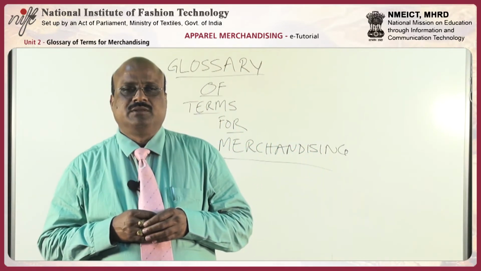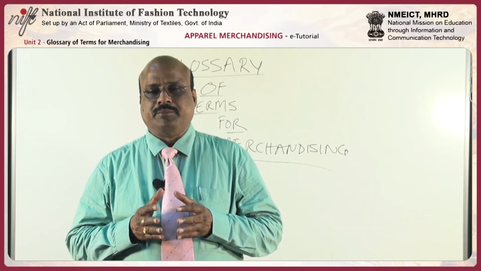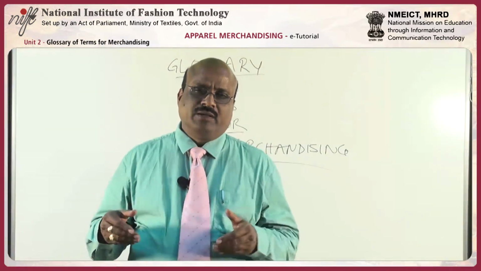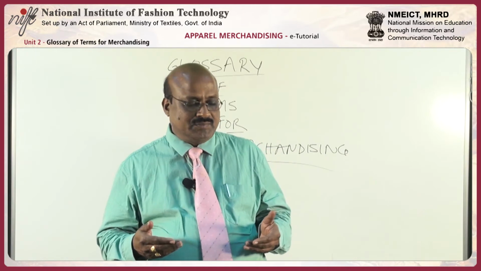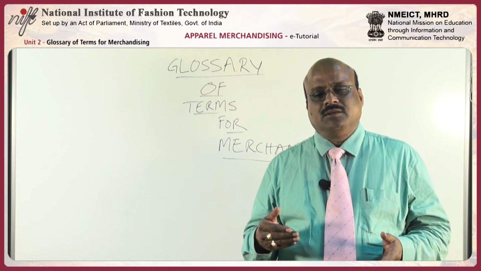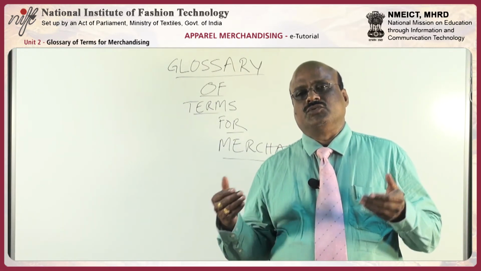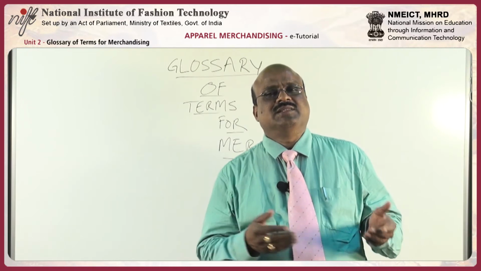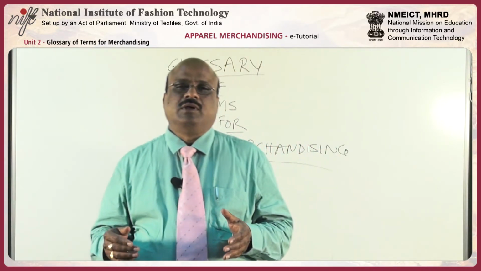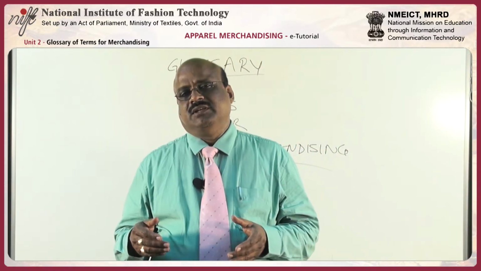The next term is maintained markup. So what is the meaning of maintained markup? Maintained markup is the difference between net sales and gross cost of goods sold. On the overall, what is the total net sales for a given season or a given year, minus what is the total cost of goods sold in that period. So net sales minus COGS in a particular period. This difference gives the maintained markup of the store.